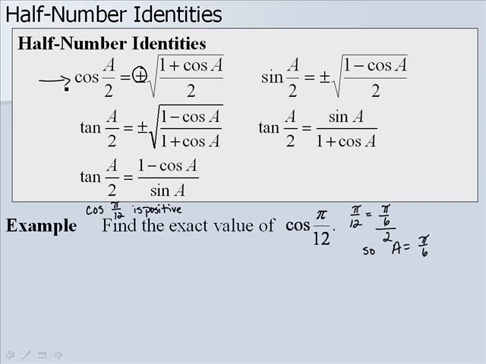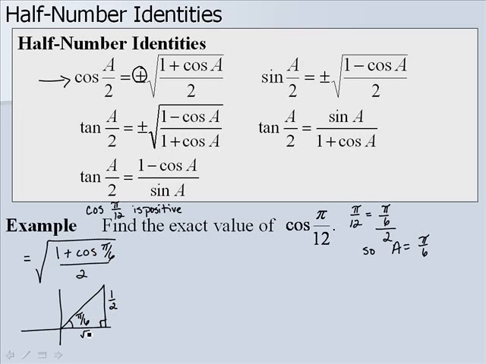So we'll use our identity here, and we end up with the square root of 1 plus the cosine of pi over 6 divided by 2. Now the cosine of pi over 6, when we use our triangles, pi over 6, remember, is 30 degrees. So across from that is 1/2, square root of 3 over 2, and 1. The cosine will be our x value, or the adjacent over the hypotenuse. So we end up with 1 plus the square root of 3 over 2 divided by 2.